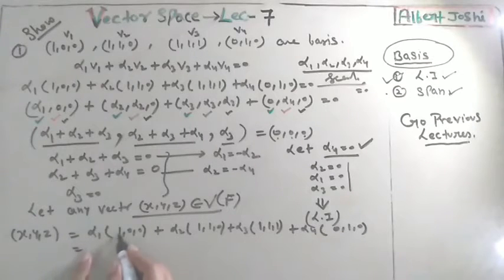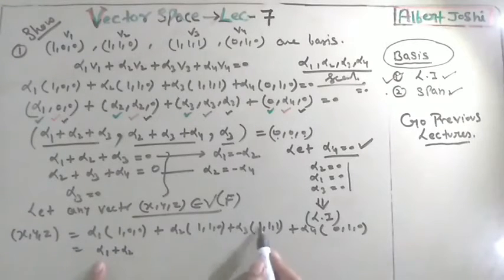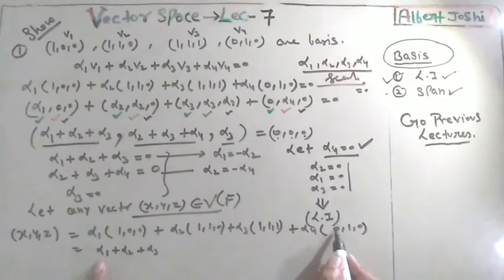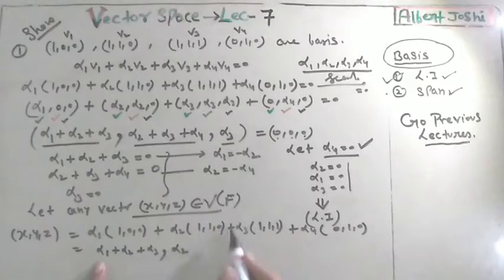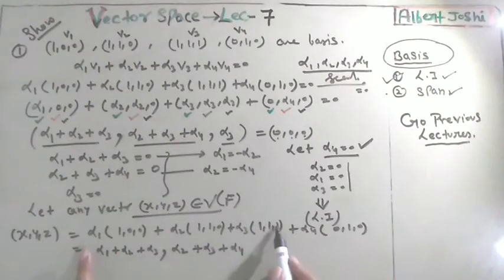Then we multiply through. The first component is alpha 1 plus alpha 2 plus alpha 3. The second component is alpha 2 plus alpha 3 plus alpha 4. The third component is alpha 3. So this is (x, y, z). Now compare.